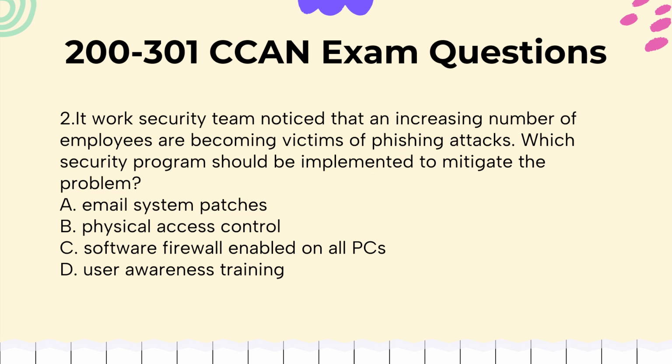A. Email system patches can address vulnerabilities in email systems, which may help prevent certain types of attacks, but they may not specifically target the issue of phishing attacks, which often rely on social engineering rather than exploiting technical vulnerabilities. B. Physical access control measures are important for controlling physical access to facilities and devices, but they do not directly address the issue of phishing attacks, which occur through digital communication channels.